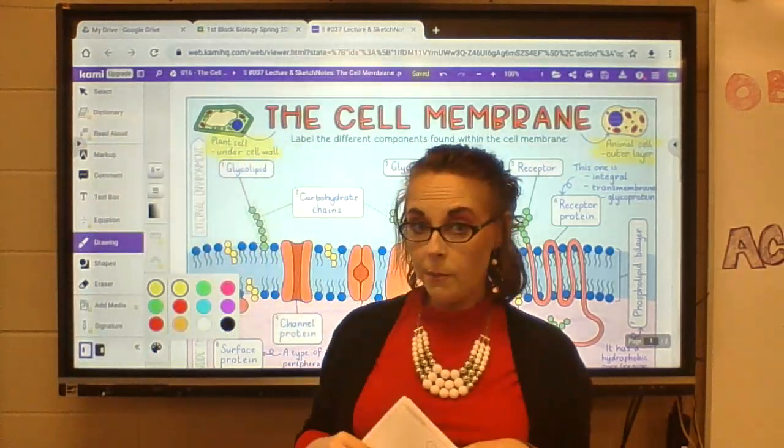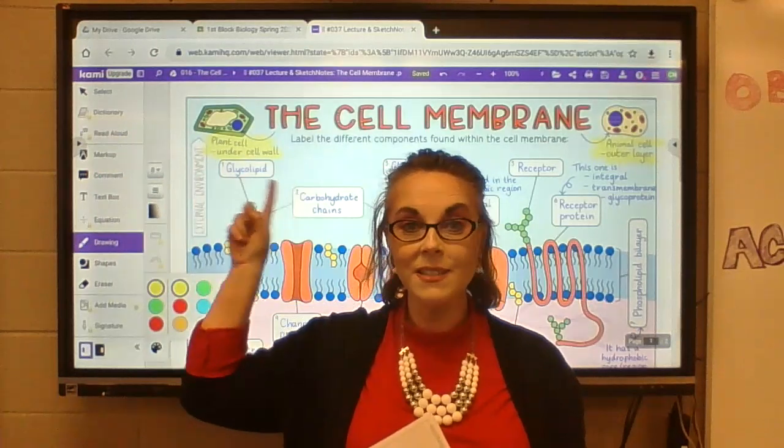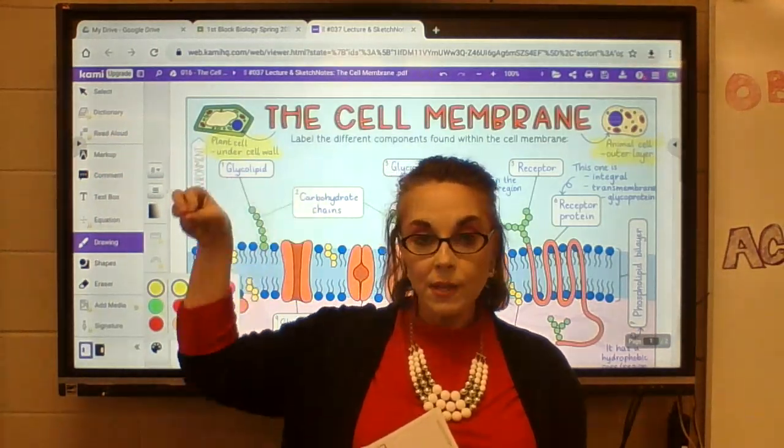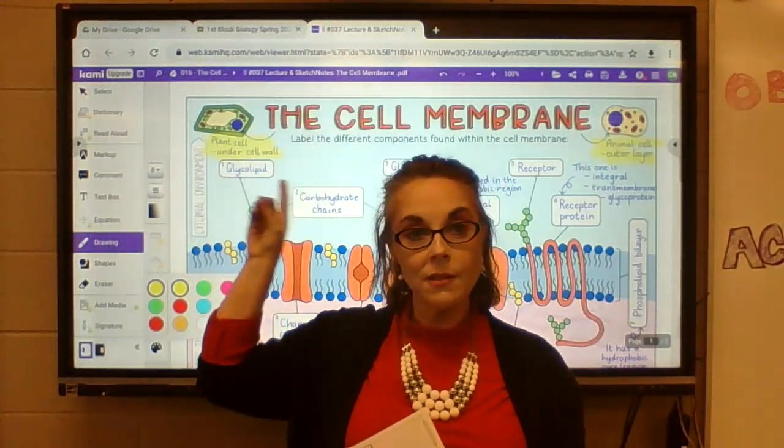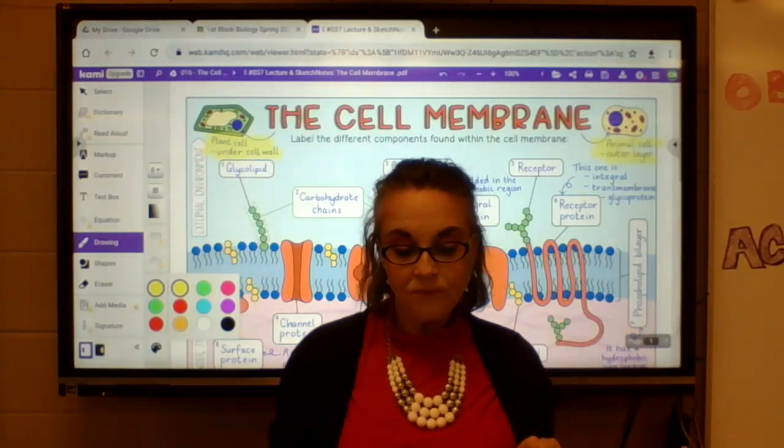If you do not remember from 2 years ago, the plant cell also has the cell wall. So on the outside of the cell membrane, the plant also has the cell wall, whereas the animal cell just has the cell membrane.